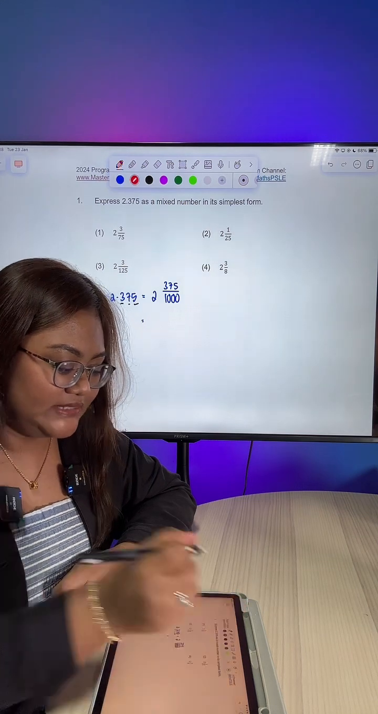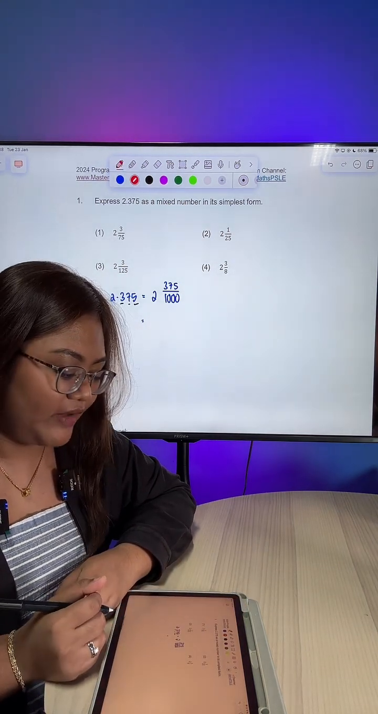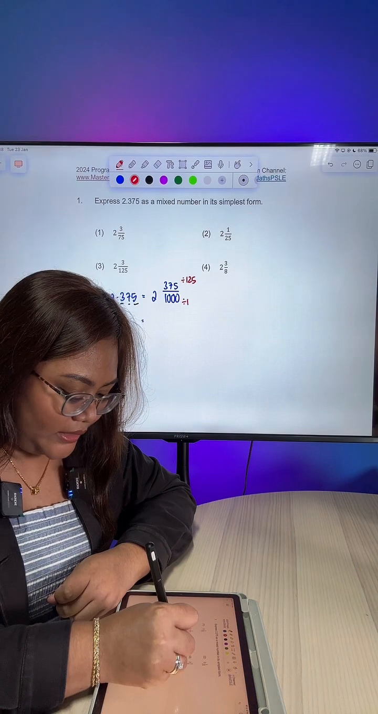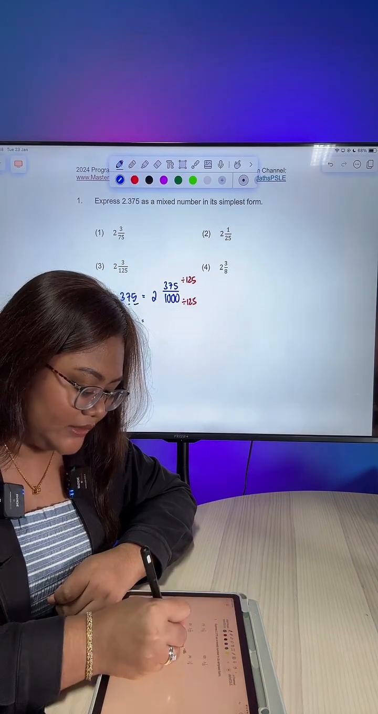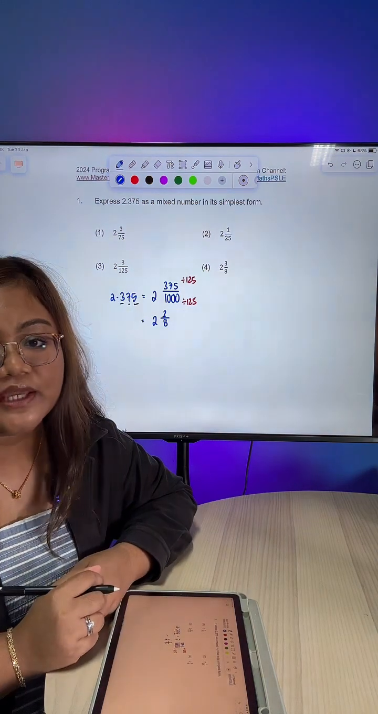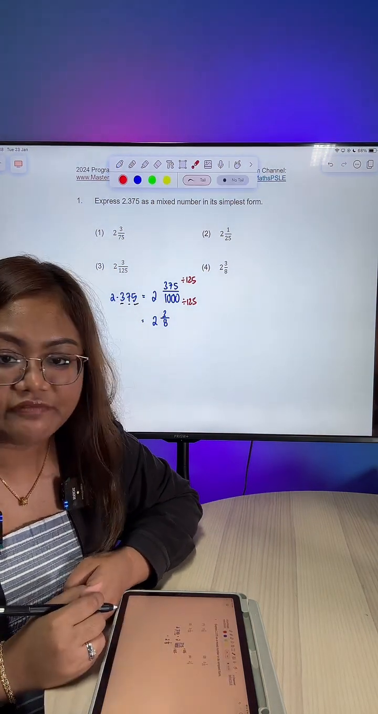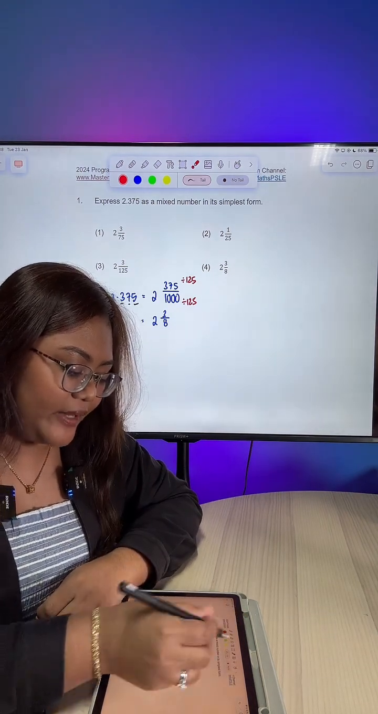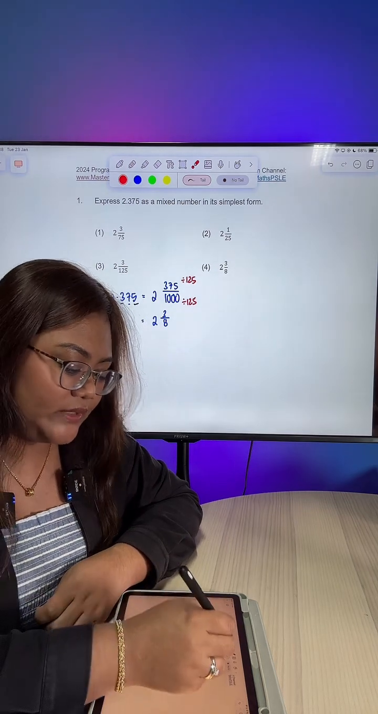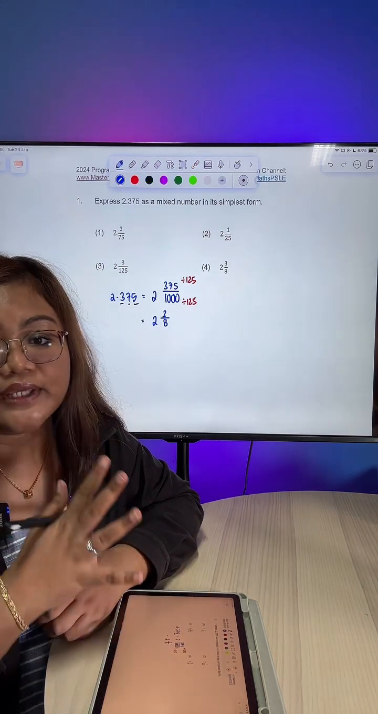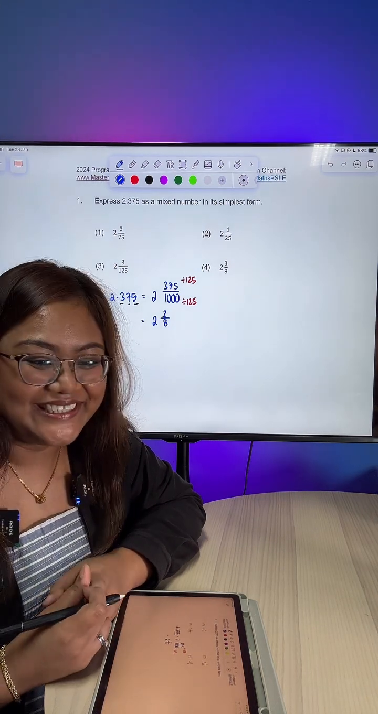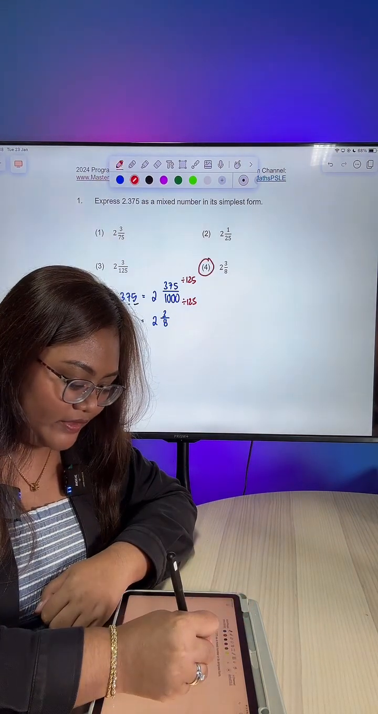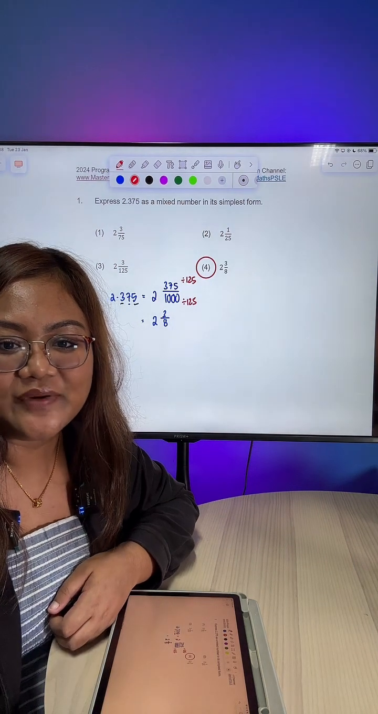And then we can further simplify this. Since we have 375 and 1,000, we can divide each of them by 125. And that is how we will get our final answer, 2 and 3 out of 8. Now, if you're thinking, 375 divided by 125, so big, how? Don't worry. You can always divide by 5, divide by 5, divide by 5, slowly until you reach the answer. So from here we have our final answer, number 4. Any questions?